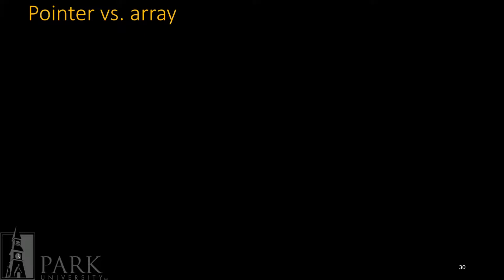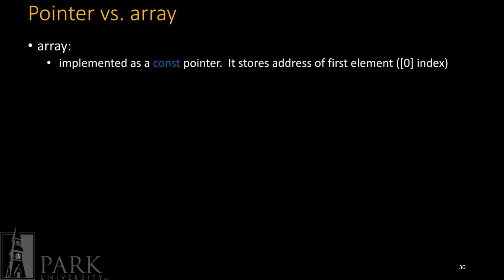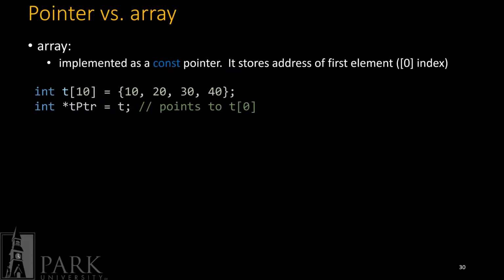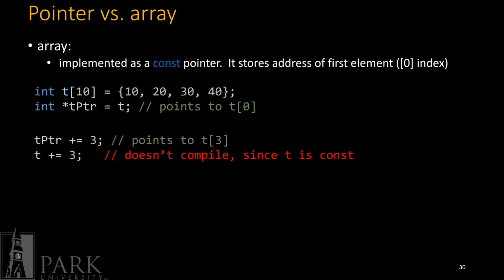It helps to remember that an array is actually a const pointer, or a constant pointer, and stores the address of element 0. So if you assign an int array to an int pointer, that pointer will point to the first element in the array. Next, you can move this pointer to point to other elements in the array. Since an array is a constant pointer, we can't modify it to have it point to another location. We can only do this with pointers.